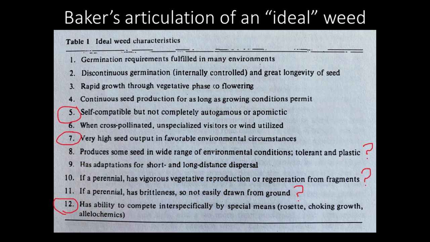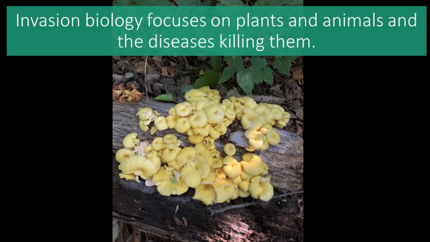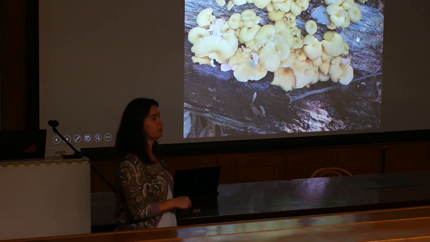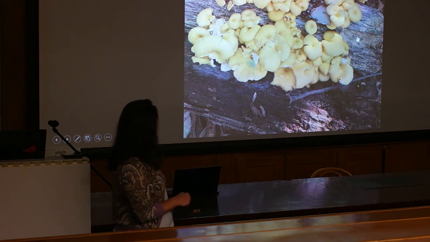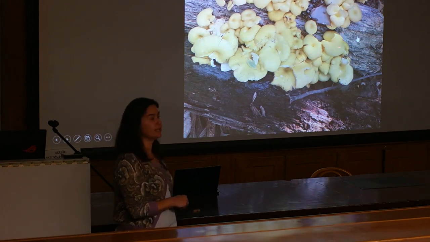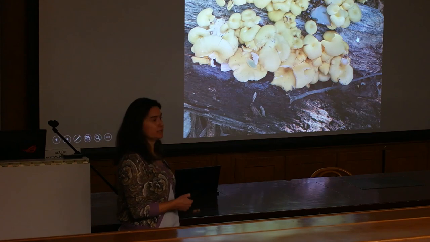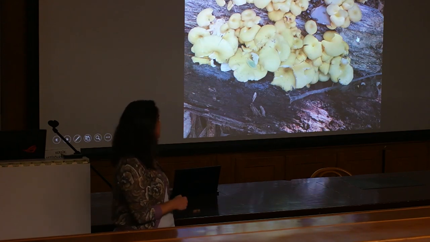Okay, so there are other things that we're interested in that I'm not going to talk about, but I want to talk about this idea of invasion biology again, and what we don't know, using a totally different system. So this, you guys might know what this is. Some people in this room work with Pleurotus. So this is the golden oyster, and it is something that people grow to eat.